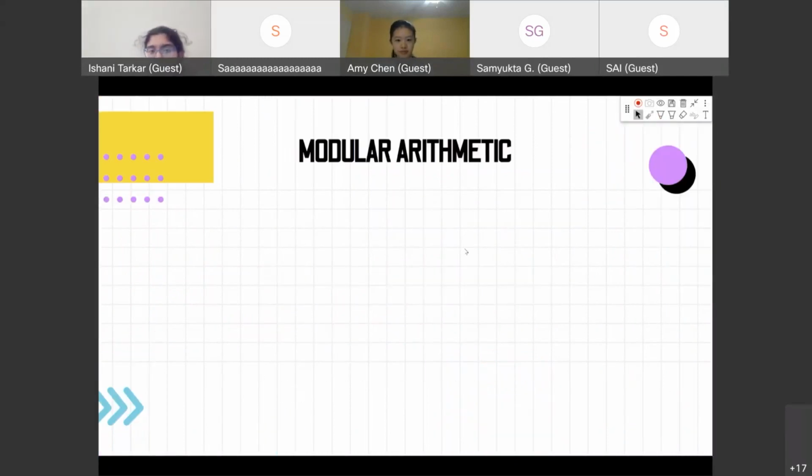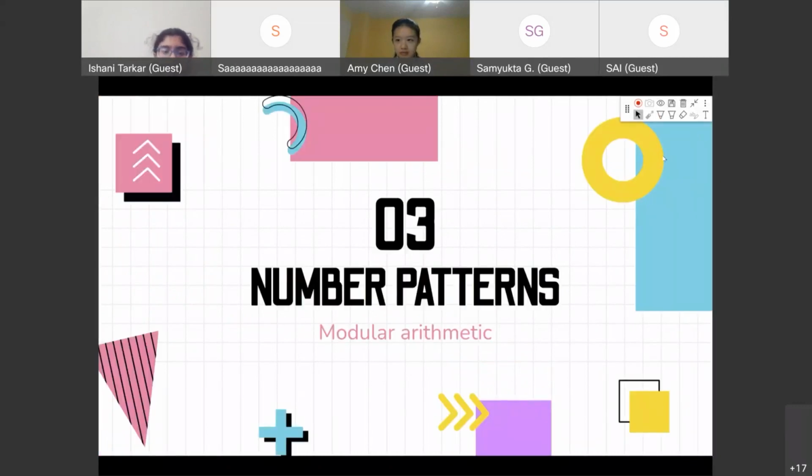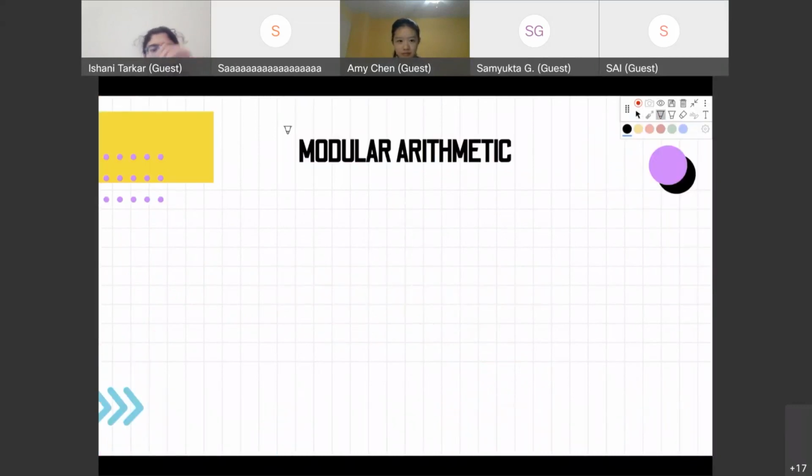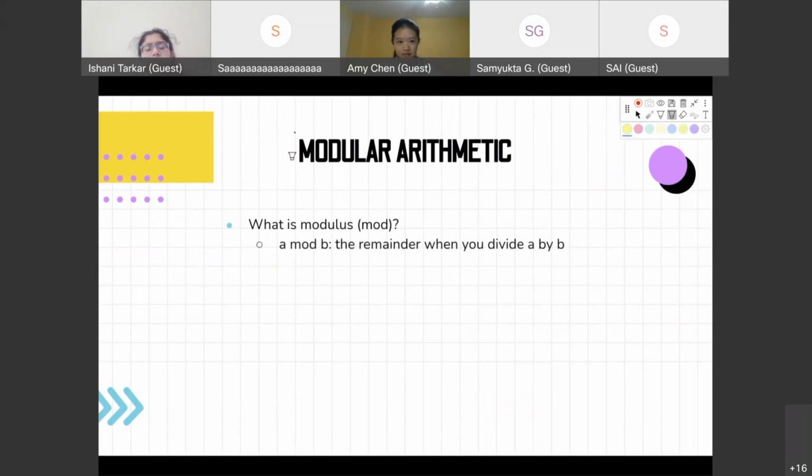So we're going to be covering modular arithmetic, or number patterns. Before you get into modular arithmetic, we have to define what modulus, or mod, is. So a mod b is basically the remainder when you divide a by b. So just think modulus is remainder. An example is 14 mod 3 is equal to 2.